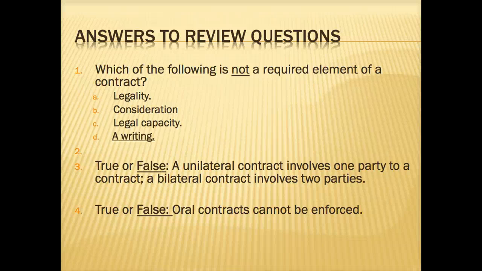The second question, which is actually marked 3 on these answers, I apologize. True or false, a unilateral contract involves one party to a contract. A bilateral contract involves two parties. And that is false. If you missed this one, you saw unilateral and said, okay, that's 1, bilateral, that's 2. But remember, in order to have a contract, you have to have two parties, right? Two parties who agree to the terms. Instead, a unilateral contract involves one promise in exchange for an act. A bilateral contract involves an exchange of promises. So that's why this one's false.